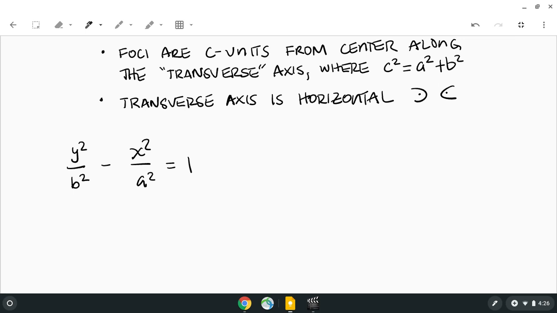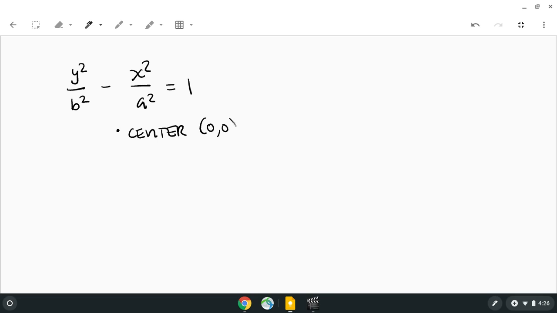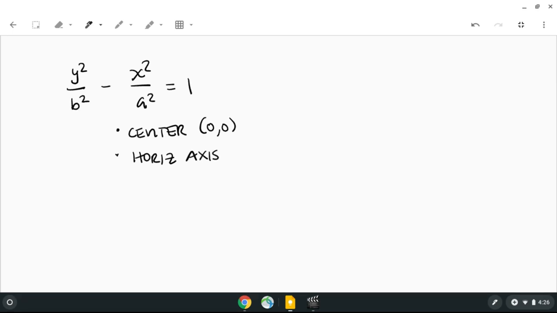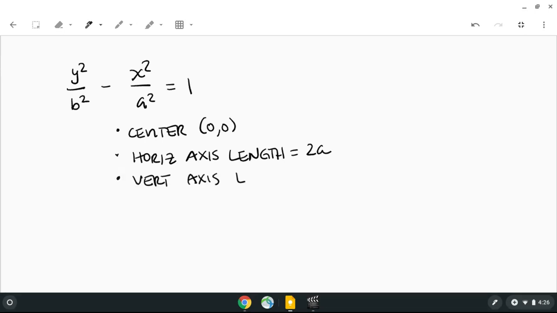So now let's flip them around. Okay. So when it's like this, we still have a lot of the same things. Okay, so we know that the center is at 0, 0. We know that the horizontal axis length is going to be whatever A is times 2. So that's still the same. Vertical axis length is still the same. It's whatever B is times 2.